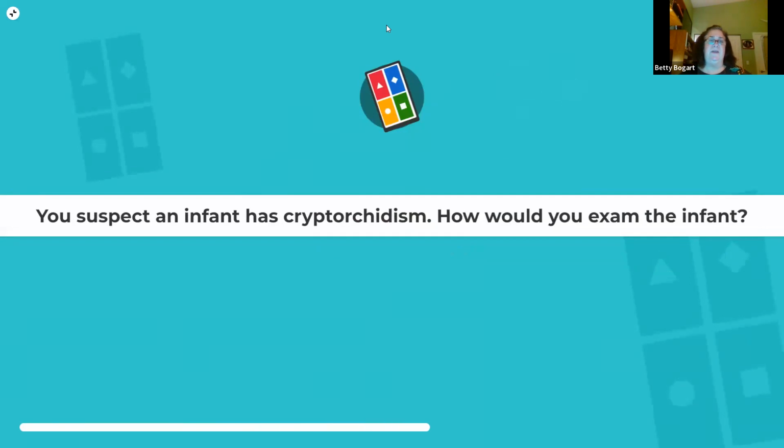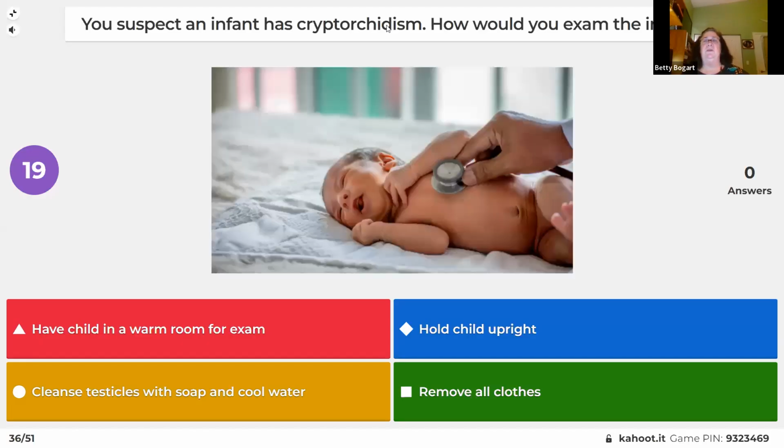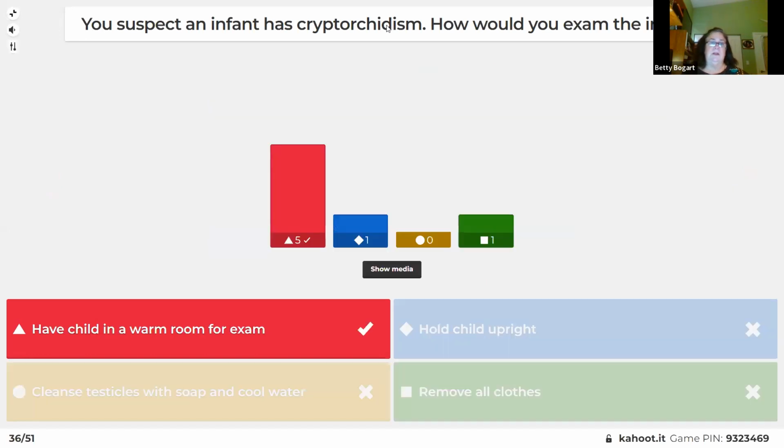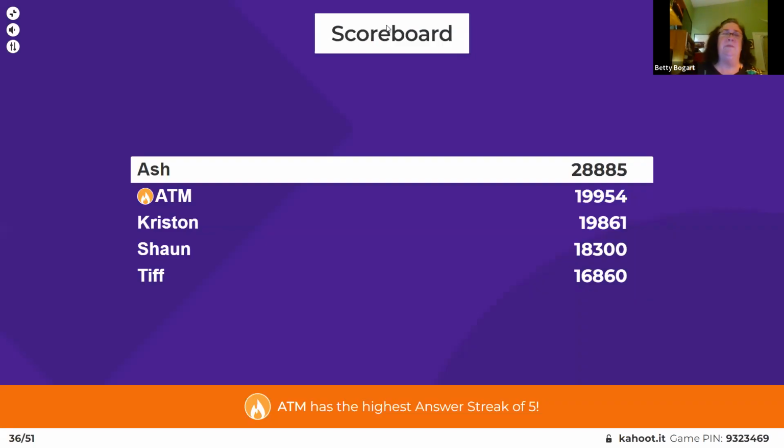You suspect an infant has cryptorchidism. How would you examine the infant? So put them in that warm room. We know they're going to be down where they need to be. Holding them upright is not going to do anything. All we need to do is pull down the diaper and look. As long as it's warm, we'll be able to tell. Are they down or are they up?